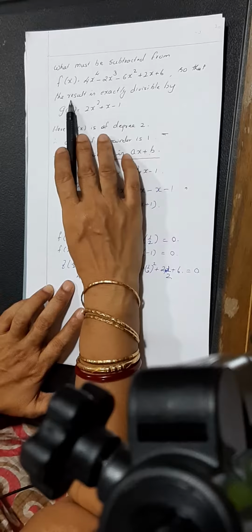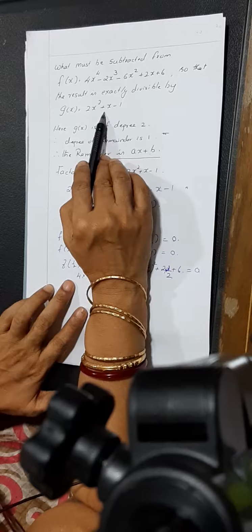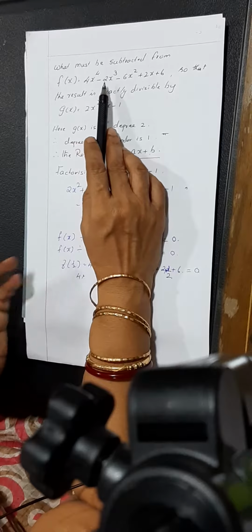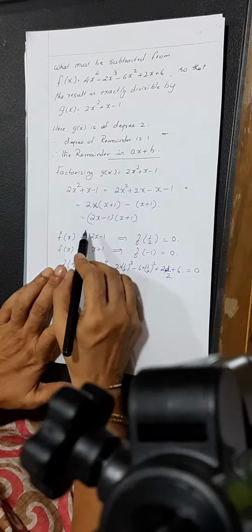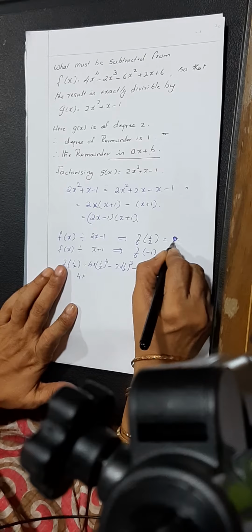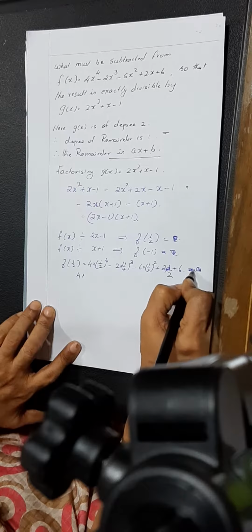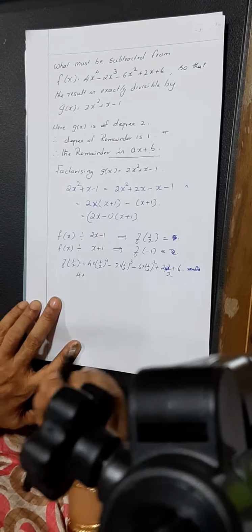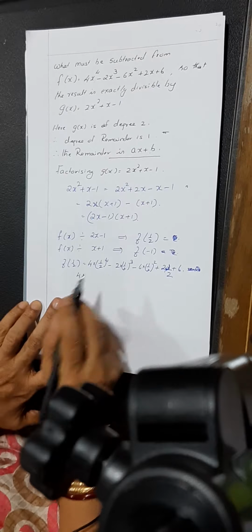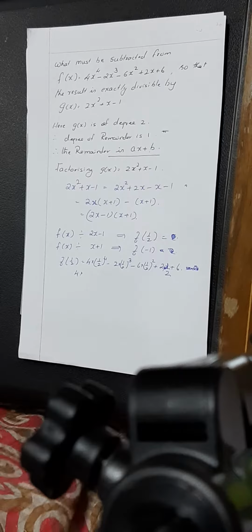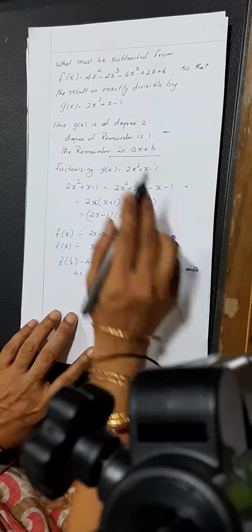Sorry, I am sorry, here when you are dividing with g of x, it is not exactly divisible. Now we have to subtract something from this polynomial that will make f of x exactly divisible. So, here f of half is not equal to 0. We will find f of half and f of minus 1. So, you will get a remainder, of the form ax plus b.